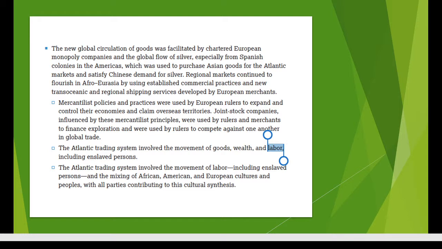So you're getting there, Caitlin, on the whole idea of a monopoly. The key concepts talk about it. Chartered European monopoly companies equals joint stock companies. Right on. Well, you're on the right track.